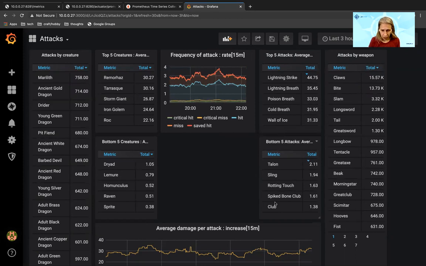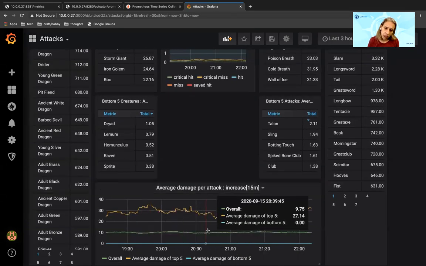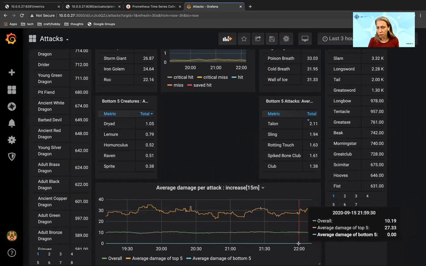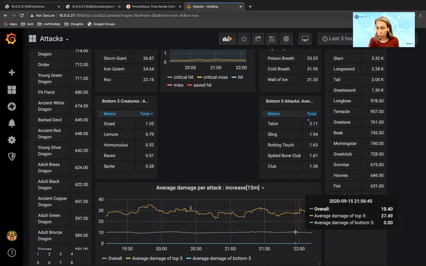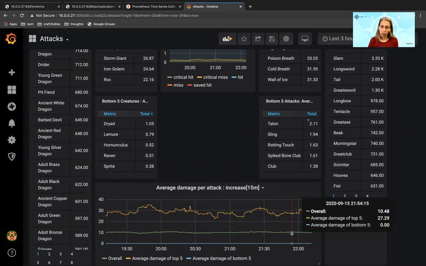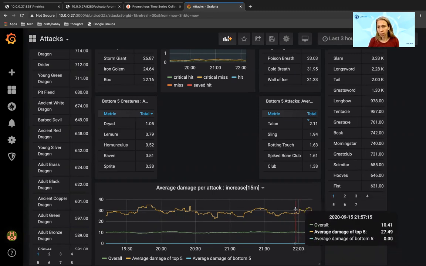But the bottom 5, right? A club doing 1.3 points of damage. The interesting thing here for me is the scale of difference, right? Your bottom 5 are almost at 0 damage average. Most everybody else in the pile, the overall average is around 10, but the top 5 monsters in this list, they're up in the 30s, right? They're twice as big as the average.